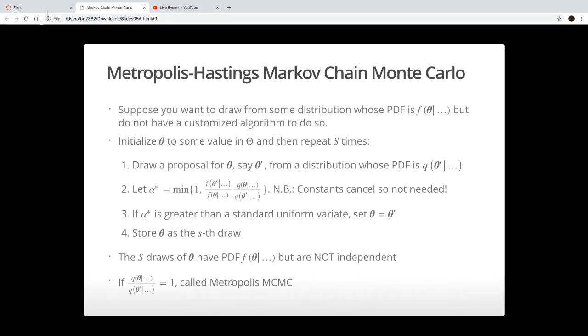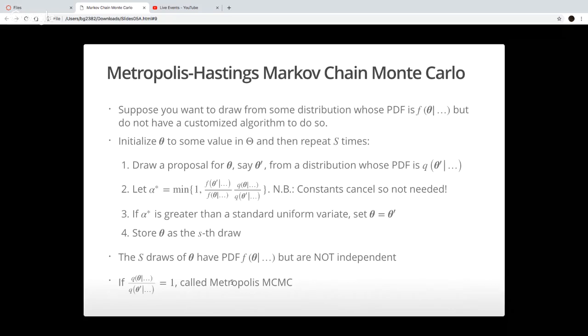And you just repeat those 4 steps S times, and then the S draws that you have obtained by this process are going to have the PDF that you specified, or at least the numerator of the PDF that you specified, and you didn't need the constant in the denominator or any other constants in order to accomplish this. So all you needed was the kernel of the PDF of the distribution that you want to draw from. So that's great. We have S draws from this posterior PDF.